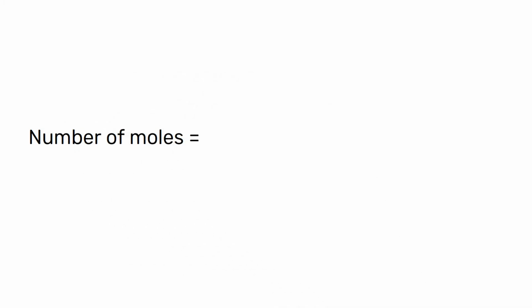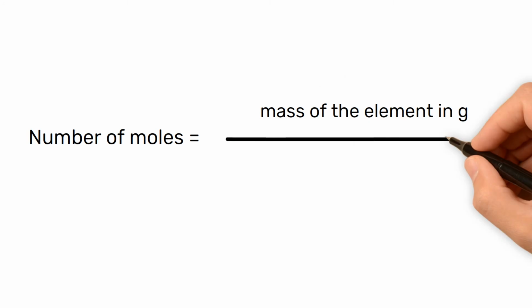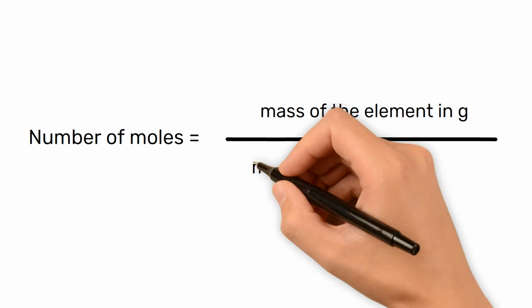So the number of moles can be calculated by taking the mass of the element in gram divided by the molar mass of the element.